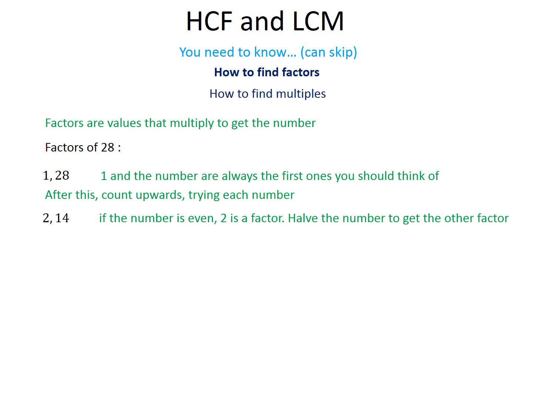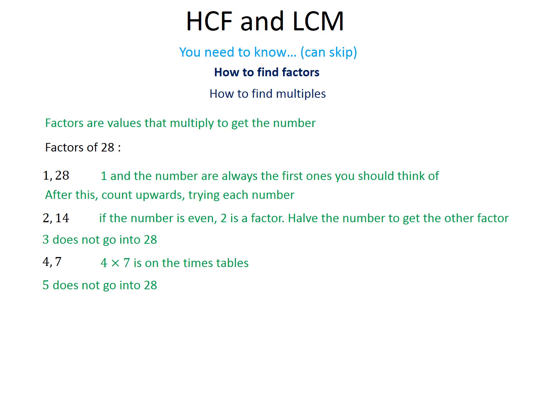Does 3 go into 28? Let's just check our times tables. No, it doesn't. It goes 27, then 30 on the 3 times tables. So no 3. Does 4 go into it? Yes, it does. 4 times 7 is on the times tables. And so there's 2 more factors there. Does 5 go into it? 5 5's are 25, 5 6's are 30, so no, 5 does not go into 28.